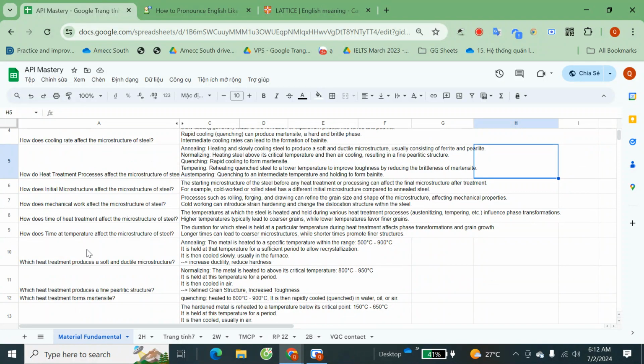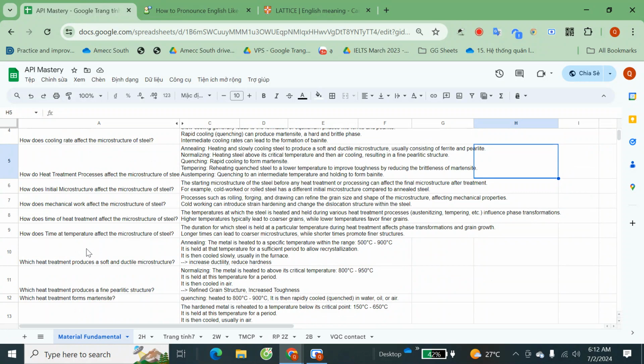How does time at temperature affect the microstructure of steel? The duration for which steel is held at a particular temperature during heat treatment affects phase transformations and grain growth.